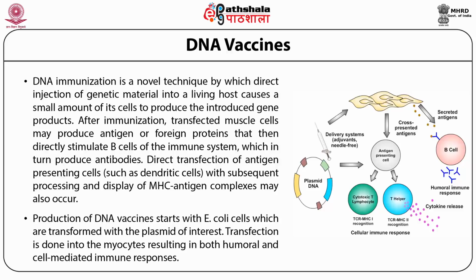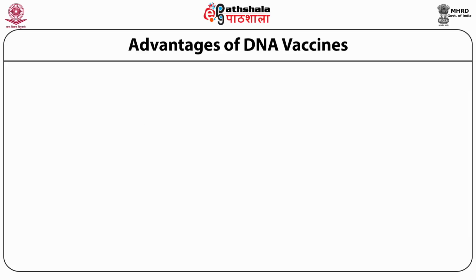So here it can be seen that the muscle secretes the secreted antigens, which in turn produce humoral responses. It can also excite the antigen-presenting cells, which in turn promote the proliferation of cytotoxic T lymphocytes, that is via TCR MHC1 recognition, or can also elicit the T helper cells via the TCR MHC2 recognition. This shows the advantages of using DNA as vaccines.